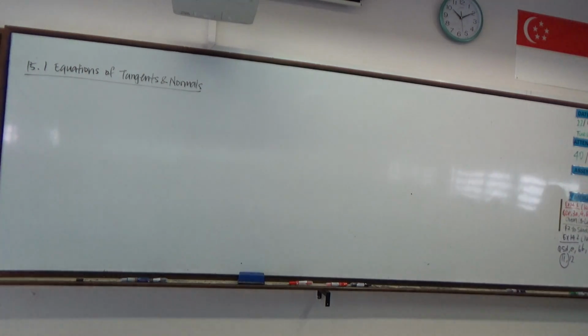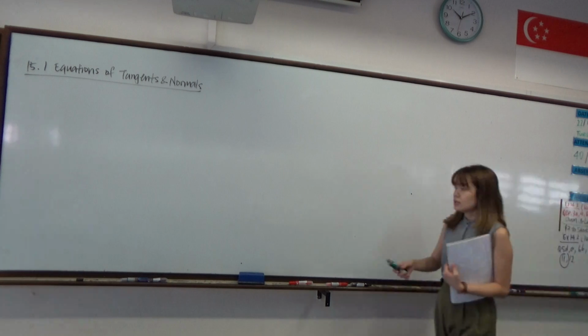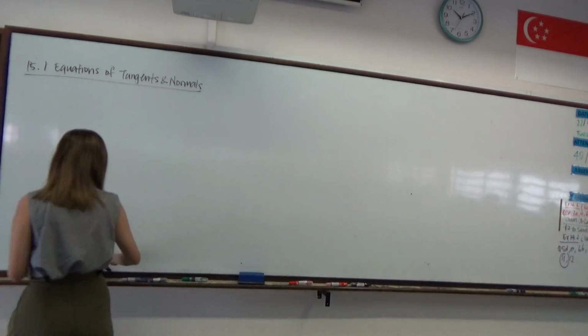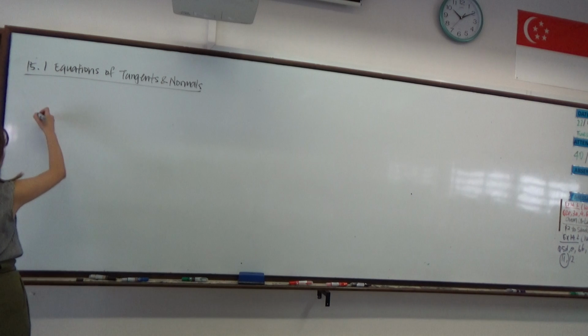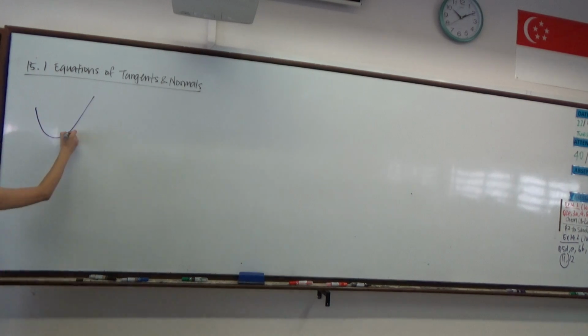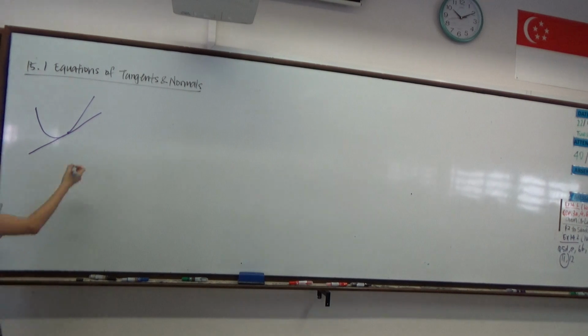Do you all still remember what a normal is? It is perpendicular to the tangent, right? So if we have a curve like that, at this particular point we can have a tangent. Sorry, my tangent may not be very good.